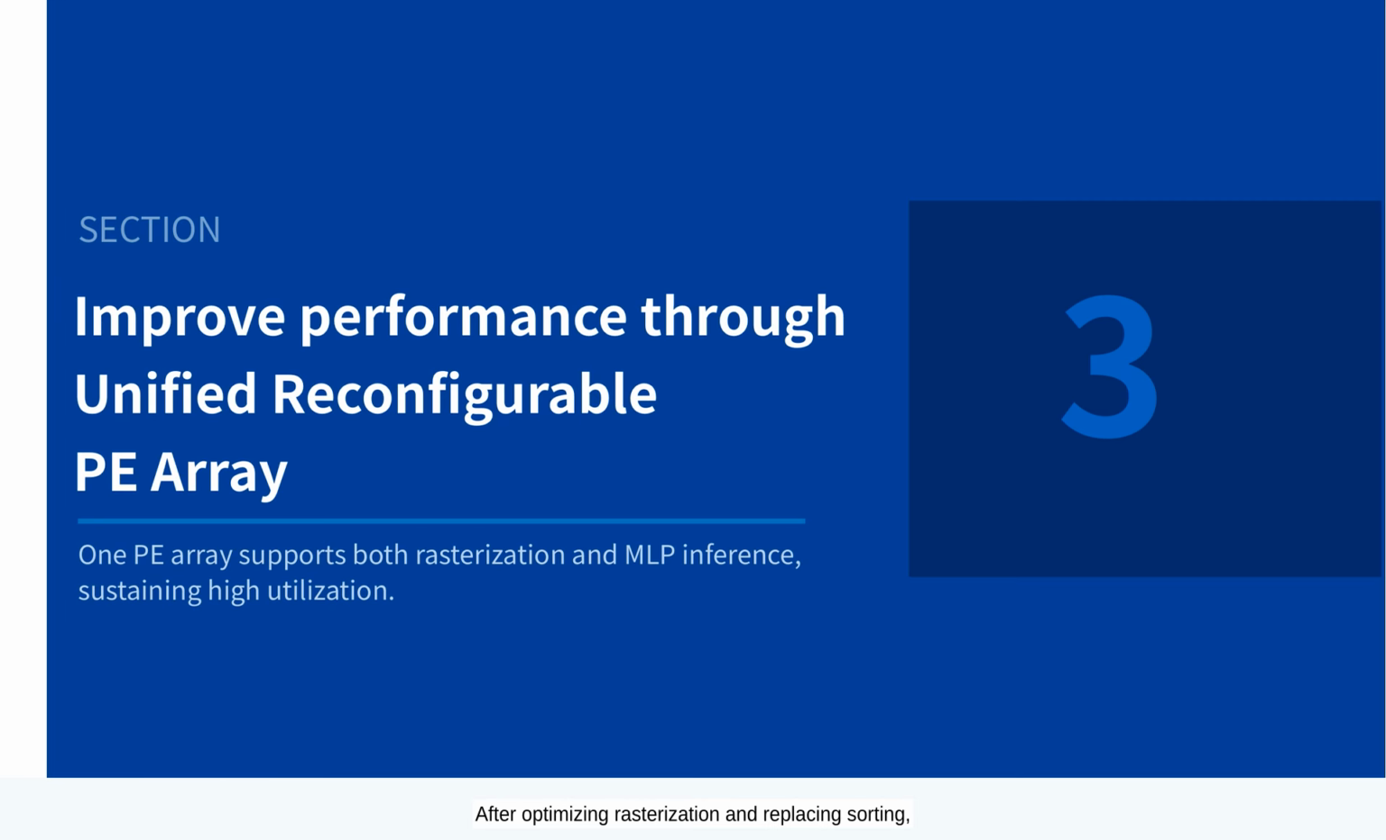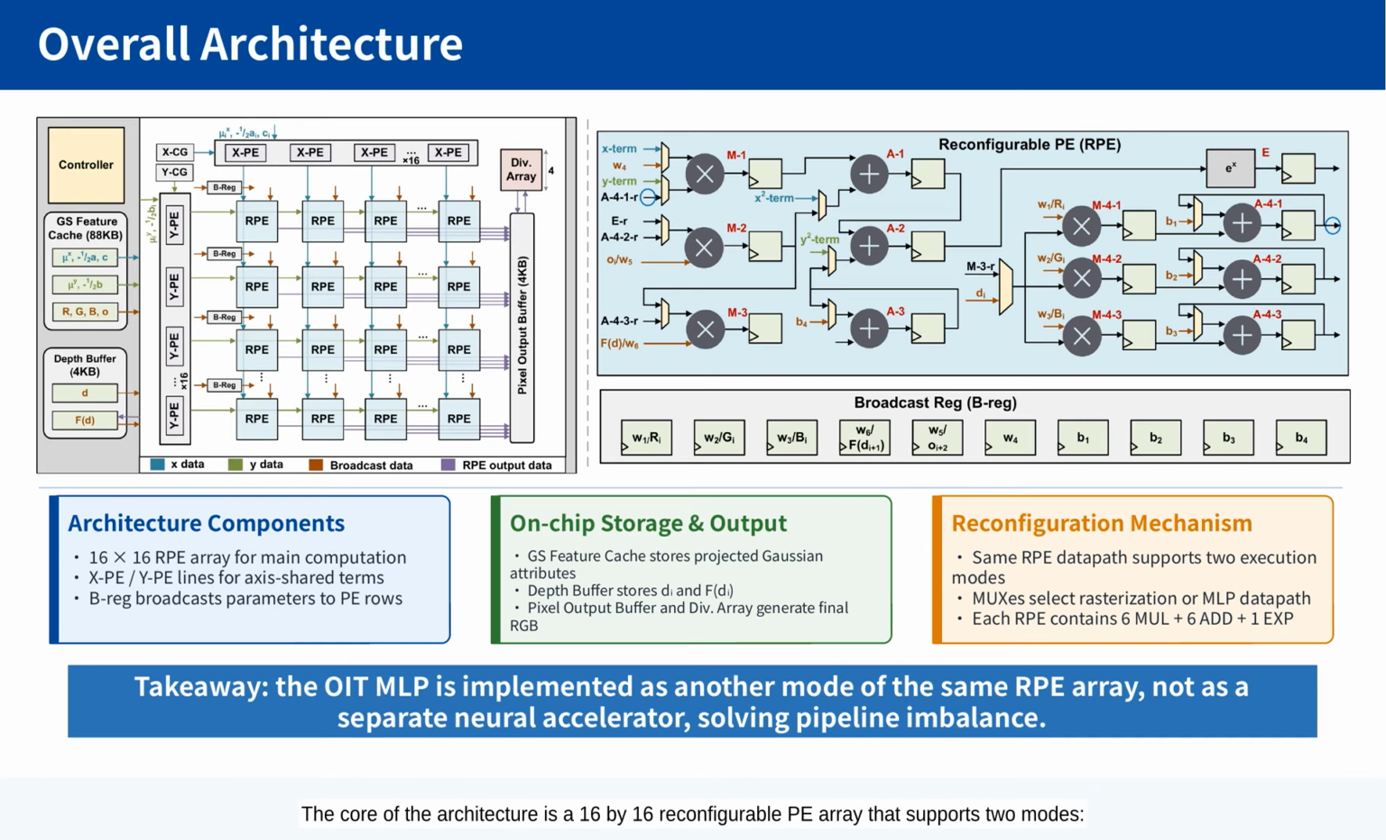After optimizing rasterization and replacing sorting, the accelerator must support both rasterization and MLP-based transmittance prediction. The goal is to do this without a separate neural accelerator or a new pipeline bottleneck. The core of the architecture is a 16 by 16 reconfigurable PE array that supports 2 modes of rasterization and MLP inference. The XPE and YPE lines provide axis shared terms during rasterization. Broadcast registers distribute mode-dependent operands, such as opacity, color, predicted f(d), and MLP weights and biases.